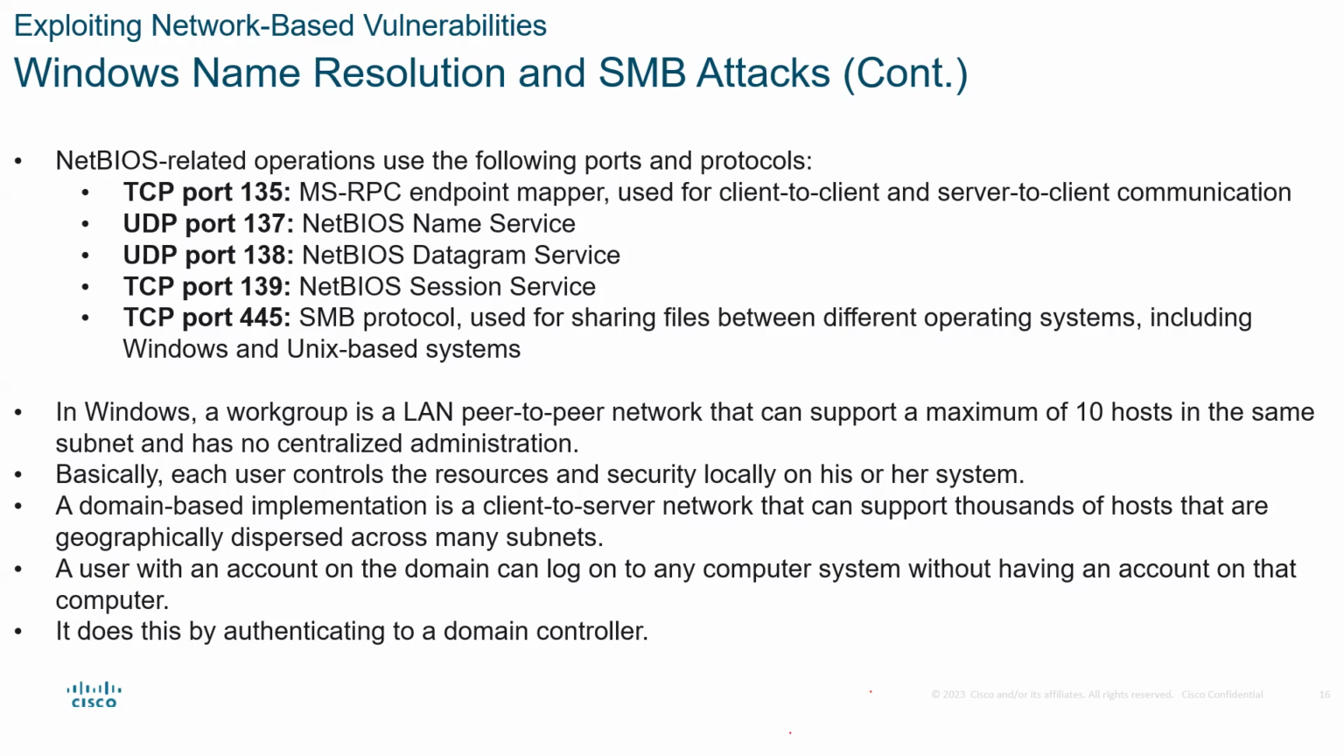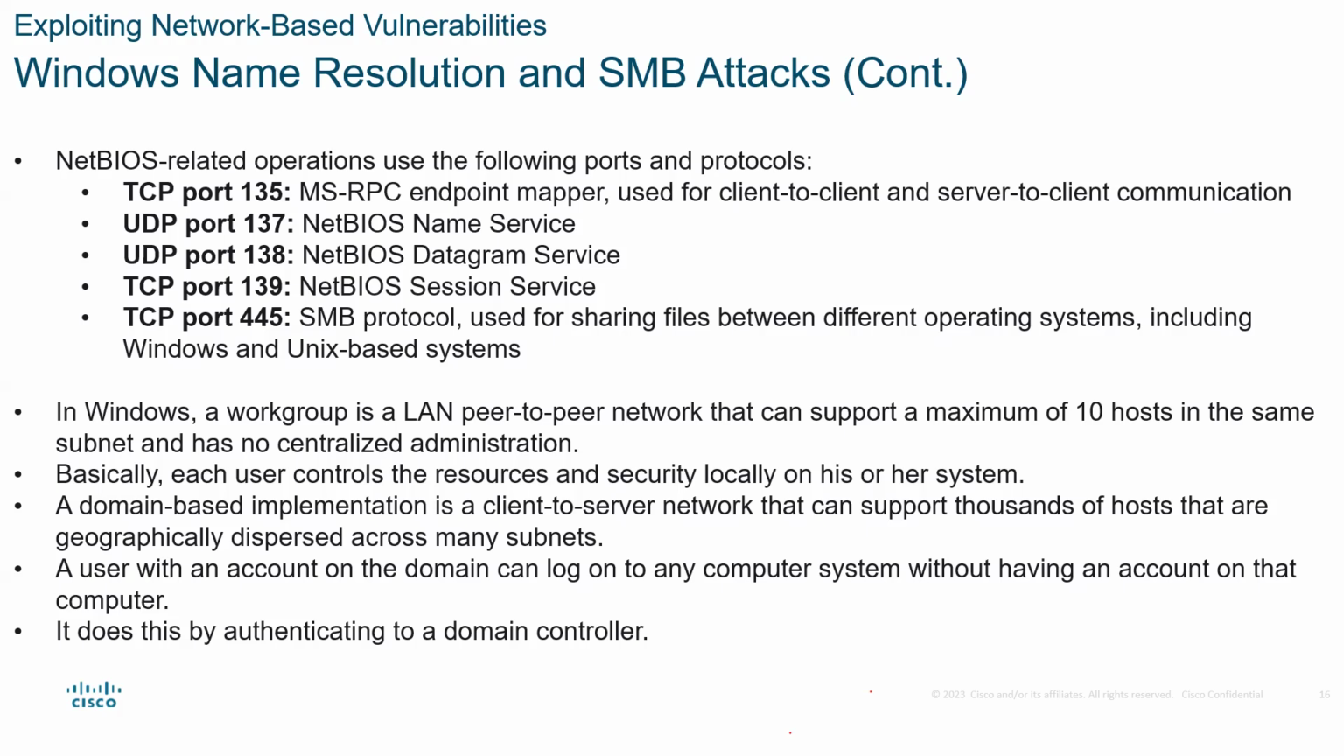Then there's the Server Message Block, used for sharing files between operating systems, including Windows and Unix. So when you are sending a file, what makes a particular system know that, okay, this file is sent to so and so and received, is based on this SMB. Now, in Windows, a work group is a LAN, or local area network, peer-to-peer network that can support a maximum of 10 hosts in the same subnet and has no centralized administration. So that's what a work group is, right? Now, basically, each user controls the resources and security locally on his or her own system. So I have my firewall on my system based on the operating system and all, right?